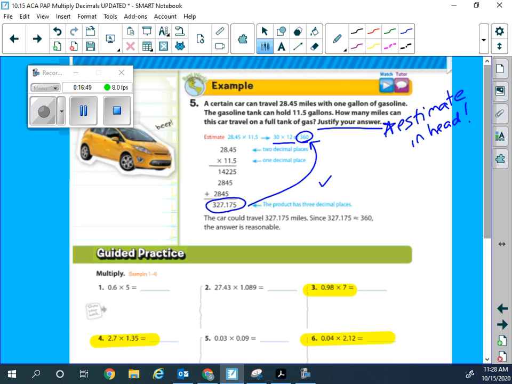So now when we compare that to the estimate of 360, it's close-ish. Okay? It's not going to be exact, because the further away that you get from the real numbers when you do your estimate, the further away it's going to be when you're comparing it right here. But it's reasonable. Okay?